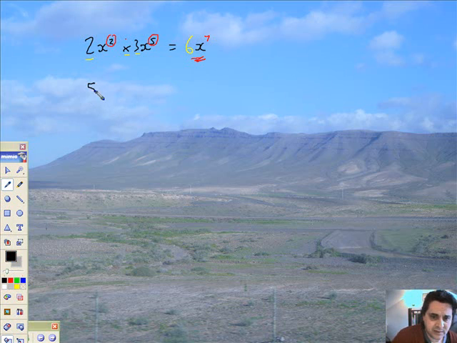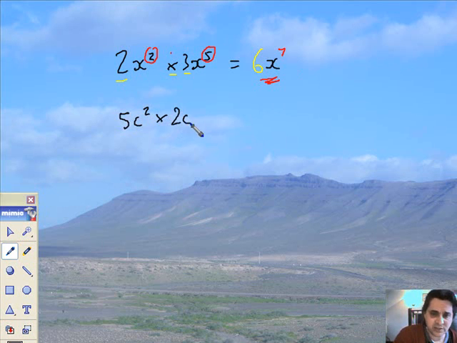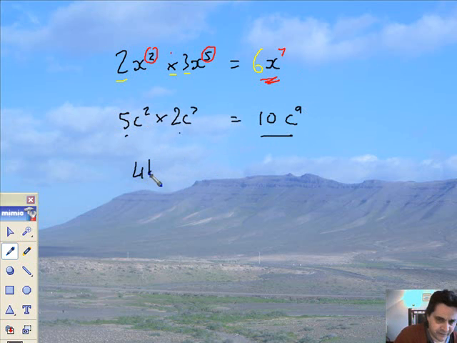Miss a couple out. 5c squared times 2c to the power of 7. Well, 5 times 2, 10. C's now. 2 plus 7, 9. 10c to the power of 9. And I think I fancy D, looks really good. 4b squared, it's a different one.